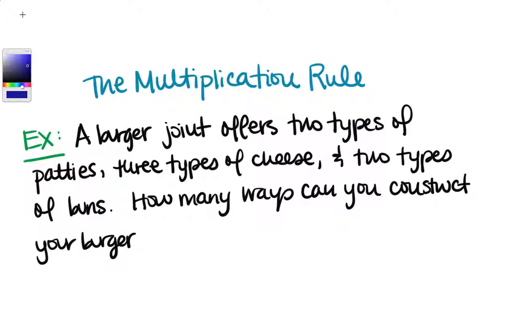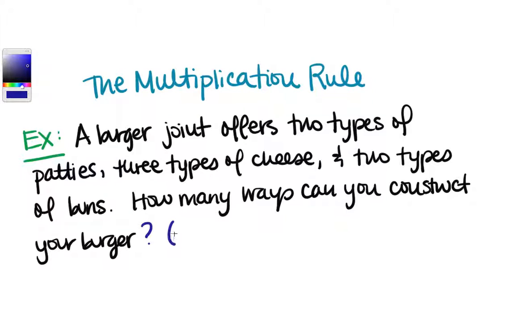Hello everyone, today we're going to be doing a couple of examples using the multiplication rule, and let's go ahead and dive into the first example. A burger joint offers 2 types of patties, 3 types of cheese, and 2 types of buns. How many ways can you construct your burger?